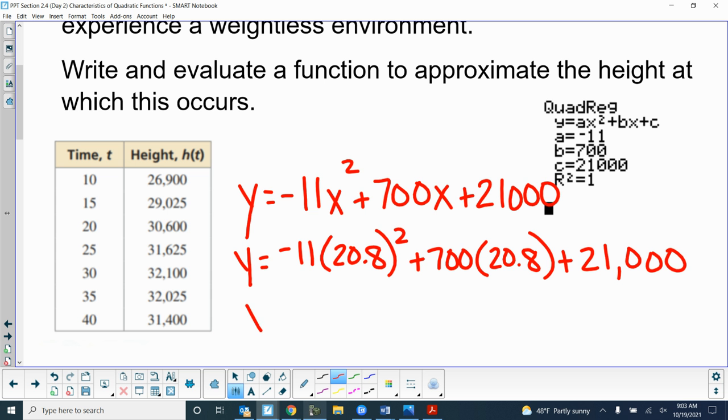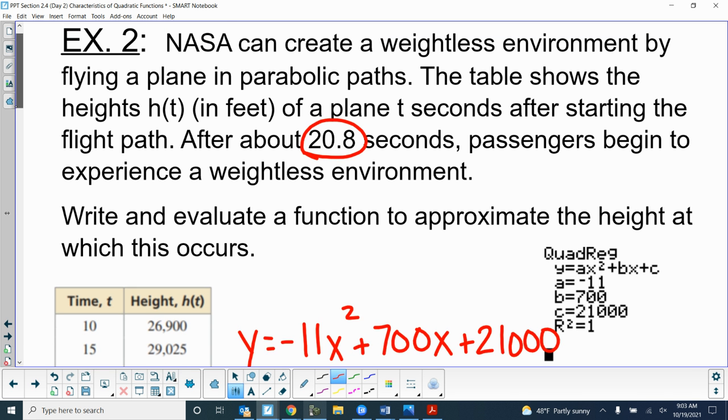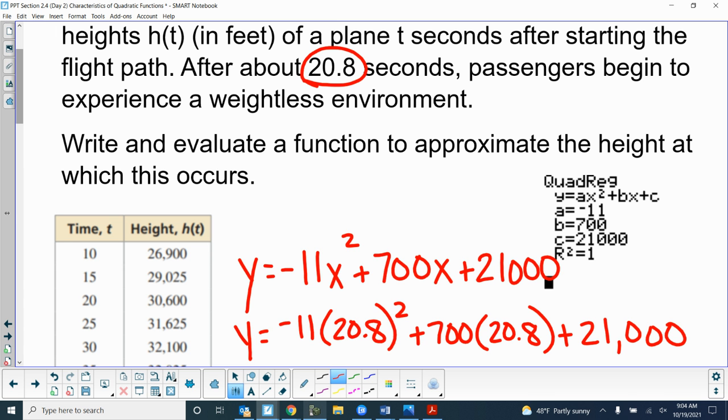What'd you guys get? Somebody do it? 30,800. You guys agree with Mason? Those of you that also put it in? All right, so we could say 30,801, I guess. That's what, feet, right? That's pretty high off the earth, huh? It's a plane. Pretty high up in the sky.